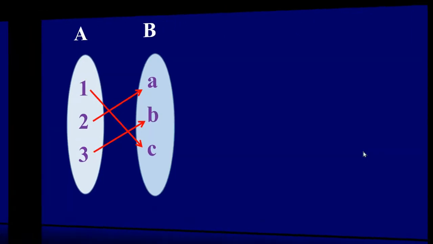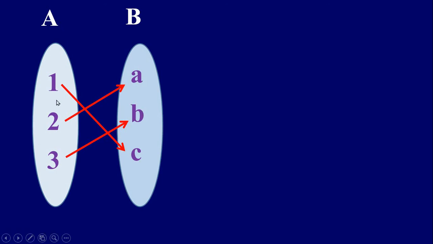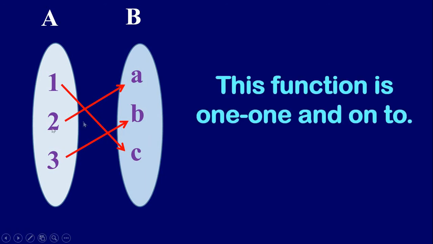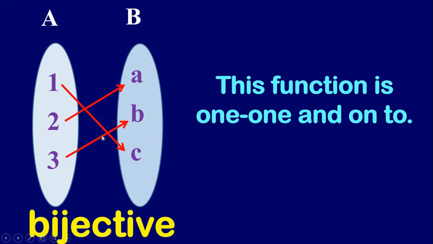Now consider this function. Here different elements have different images, so this function is 1-1. And here all the elements of the codomain are images, so this is both 1-1 and onto. This type of function is called a bijective function: a function which is both 1-1 and onto.